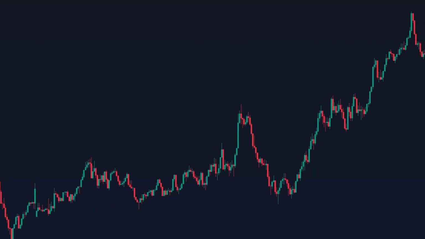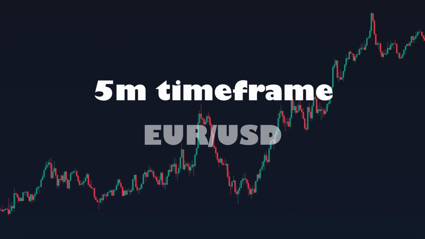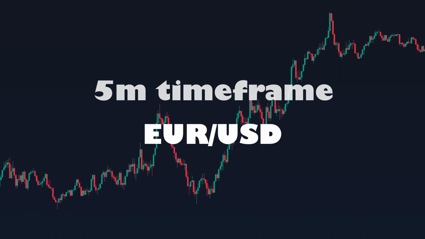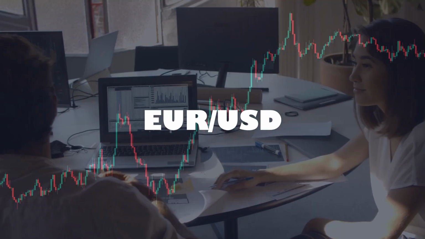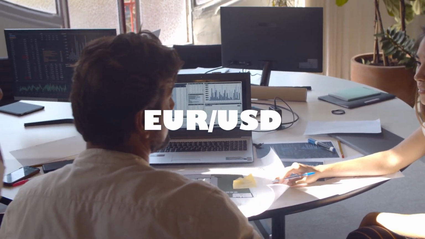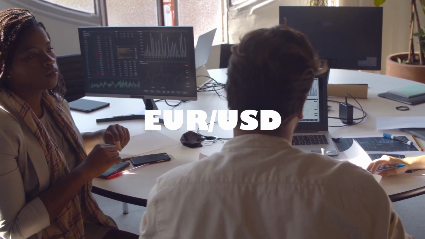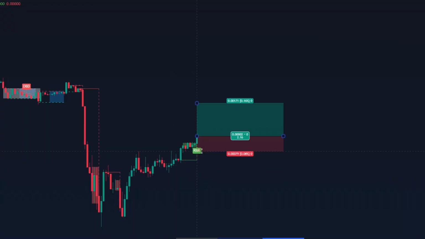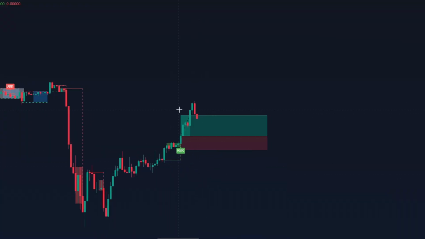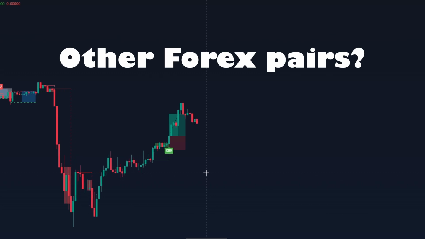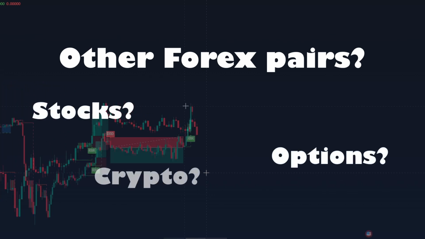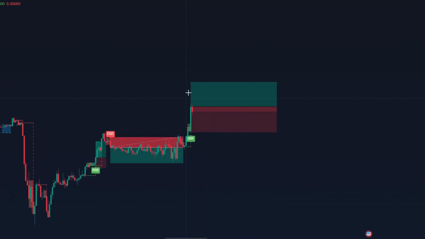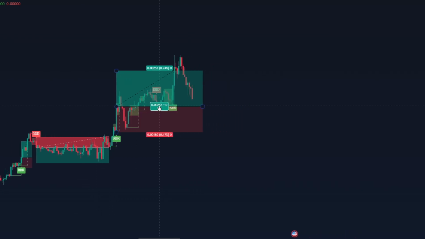I will be testing this strategy on the 5-minute EUR-USD chart. I chose the Euro-USD pair because it is one of the most popular trading pairs and has the lowest spreads and commissions in the Forex market, making it perfect for low time frame trading. If you are already familiar with trading other pairs or prefer trading stocks, options, or crypto instead, this strategy will work too, although you might need to adjust the indicator settings.